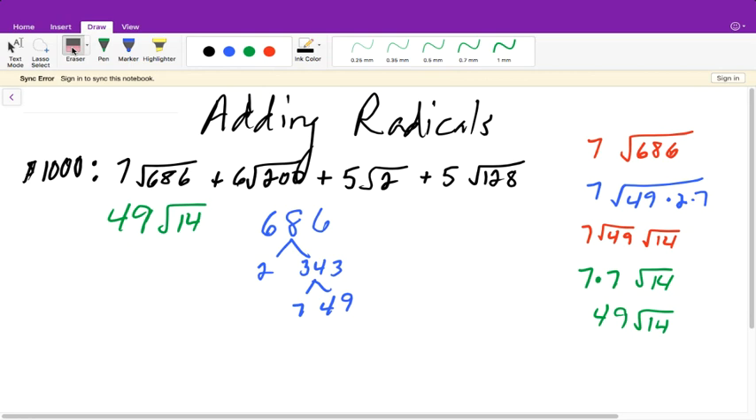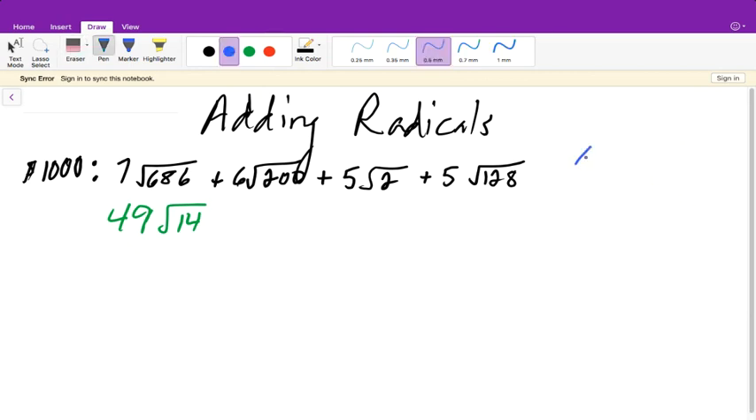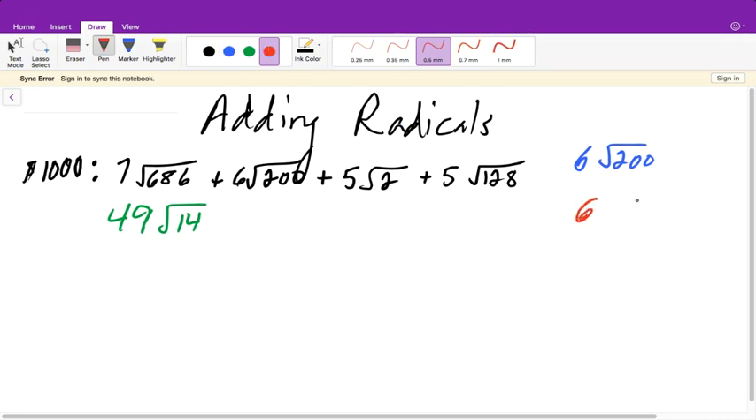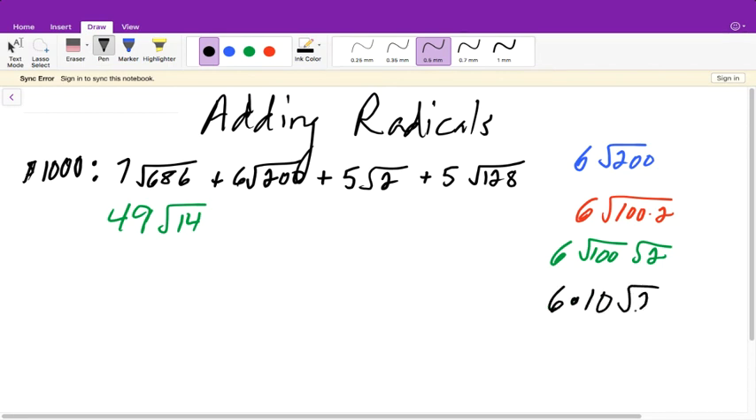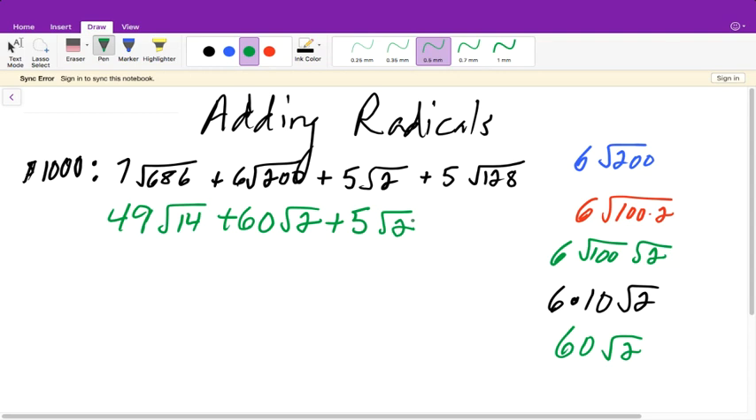All right, let me pause this and erase all this. All right, the next one is 6 times the square root of 200. Well, what perfect square goes into 200? 100 does. So it becomes 6 times 100 times 2. We break these apart. 6 times the square root of 100 times the square root of 2. And the square root of 100 is 10. So 6 times 10 times the square root of 2. That then gives me 60 times the square root of 2. So plus 60 times the square root of 2. Once again, we look here, 5 times the square root of 2. That can't be reduced, so it just remains 5 times the square root of 2.